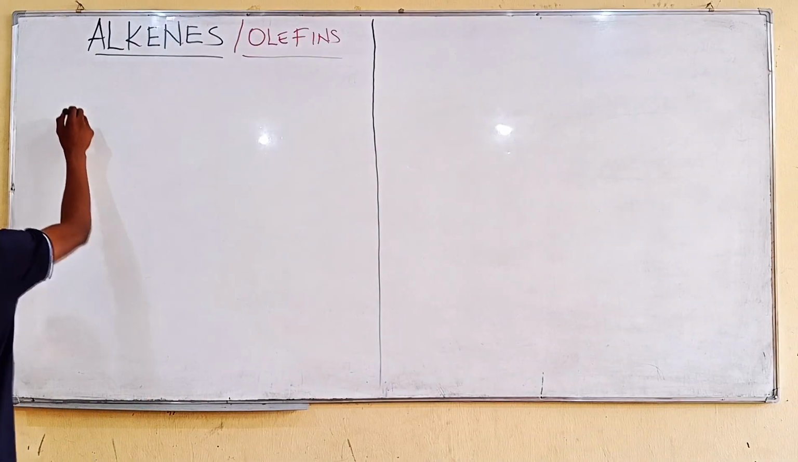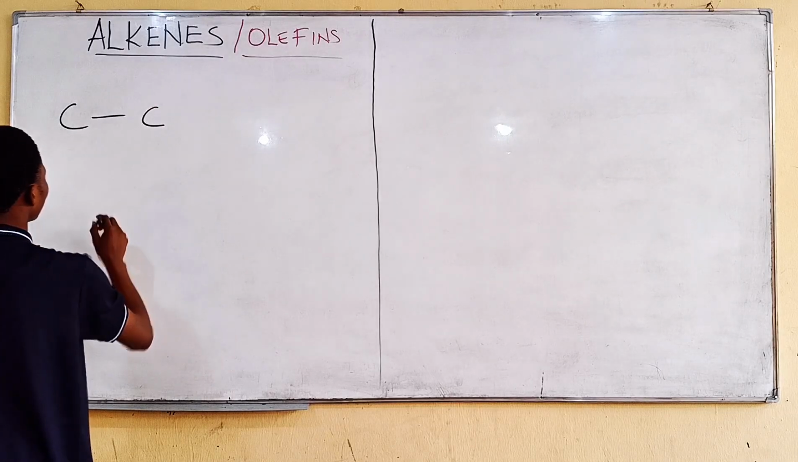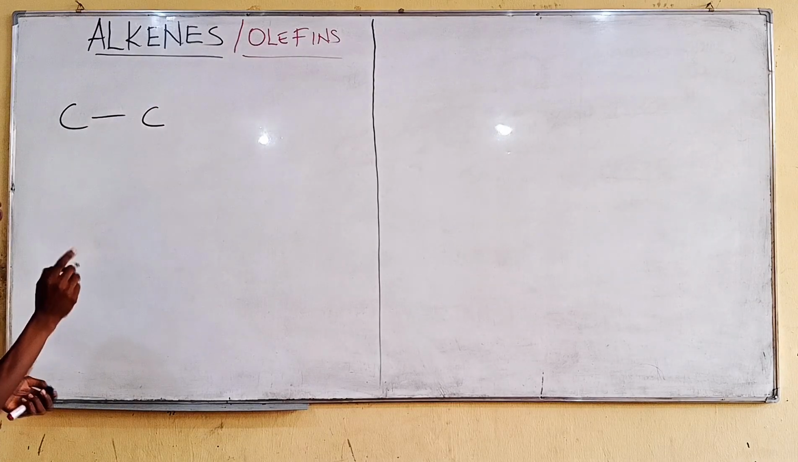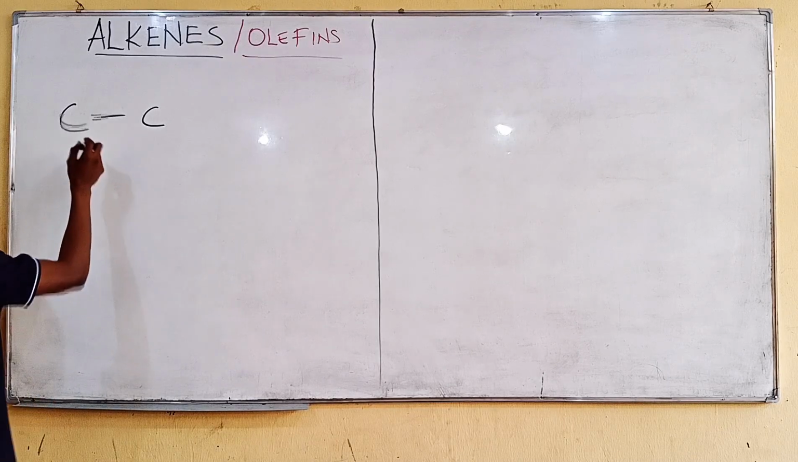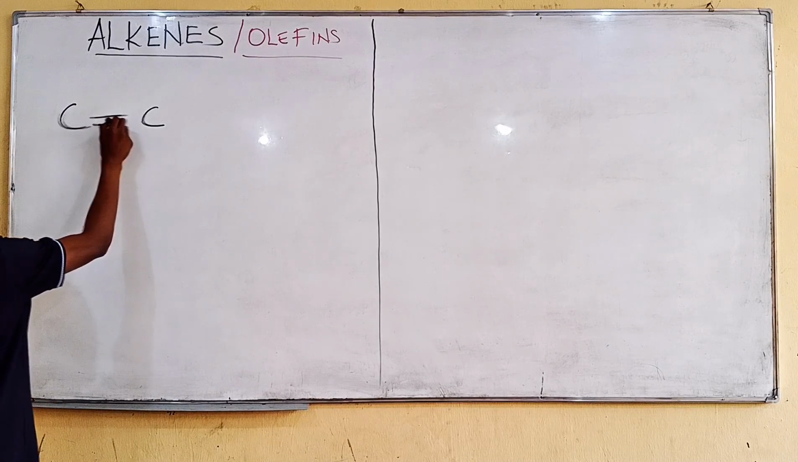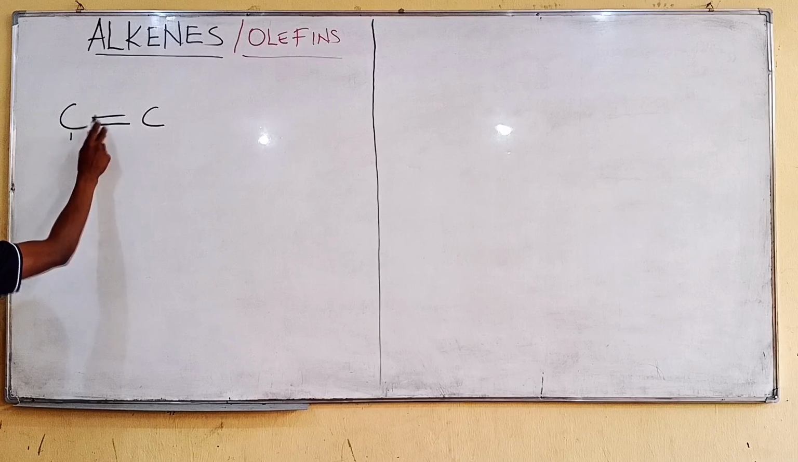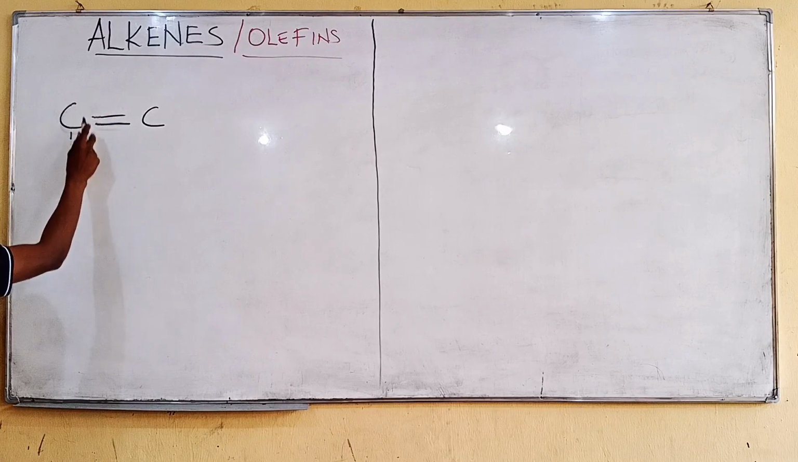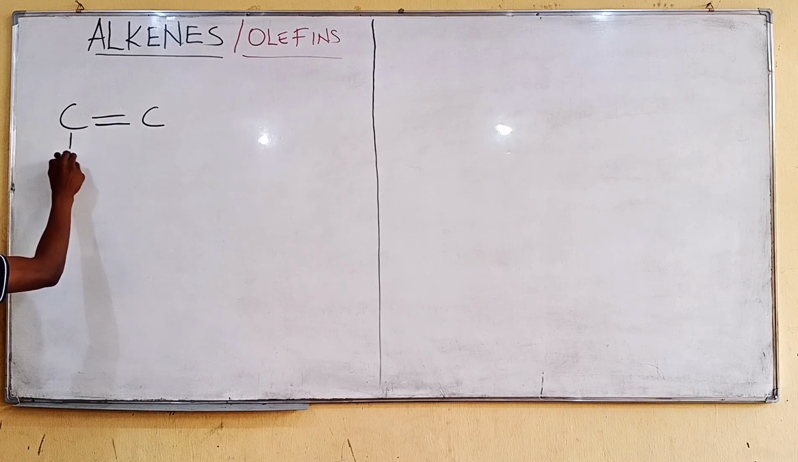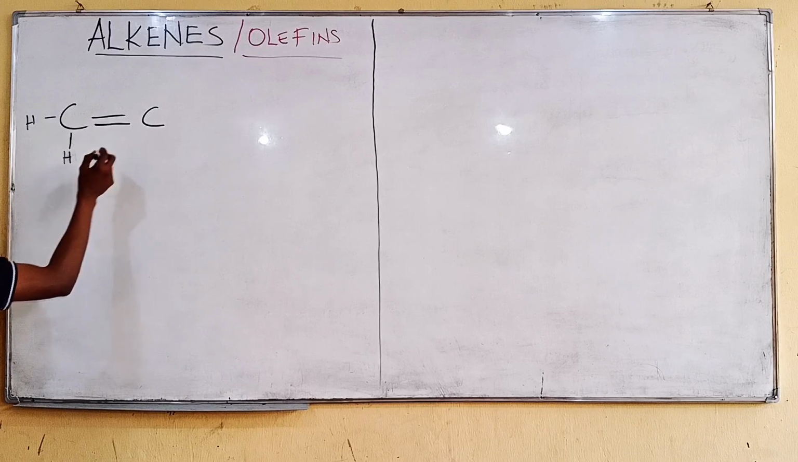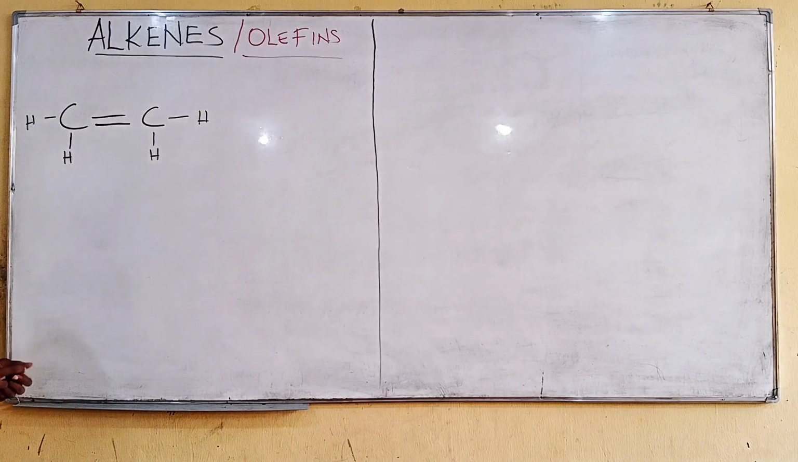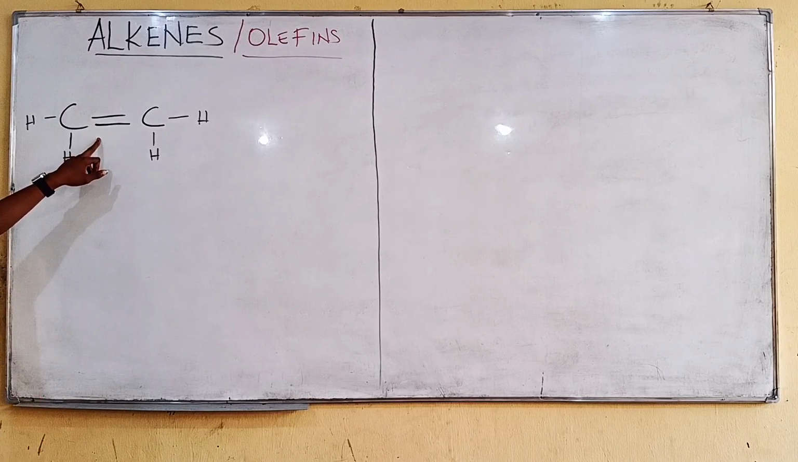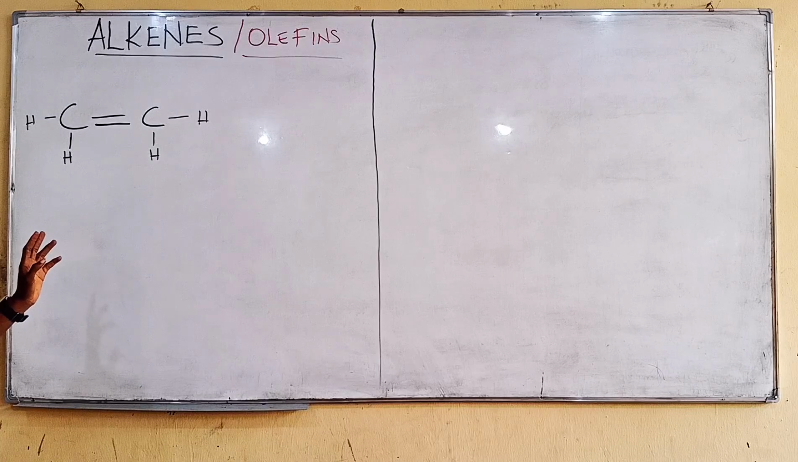What does that mean? If you have a carbon to carbon bond, remember that carbon is tetravalent, meaning that carbon must have 4 bonds. The way the 4 bonds are oriented in alkenes is that you must have a double bond. If I have a double bond here, it means this carbon already has 2 bonds, so the remaining thing will be 2 more hydrogens. Now, this is a typical alkene.